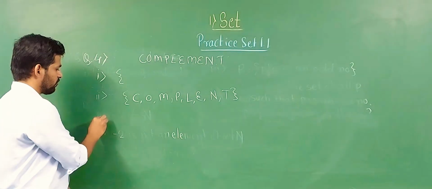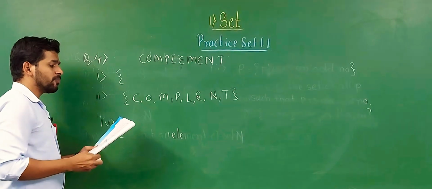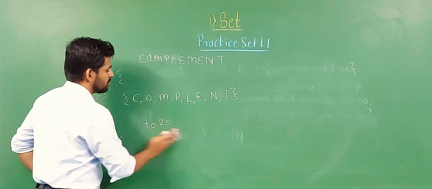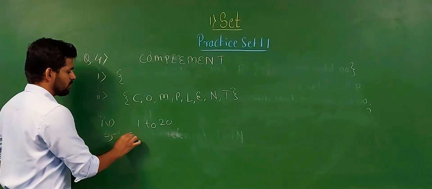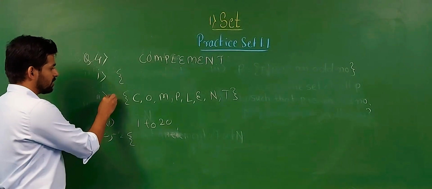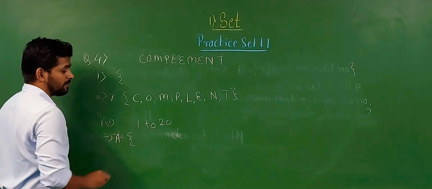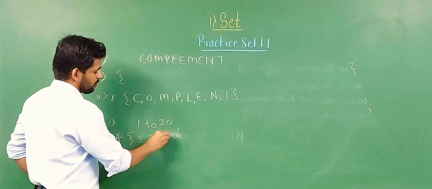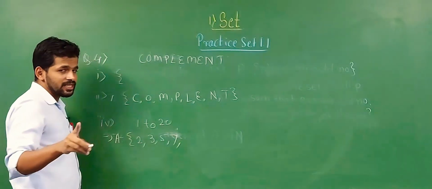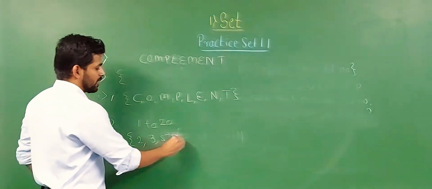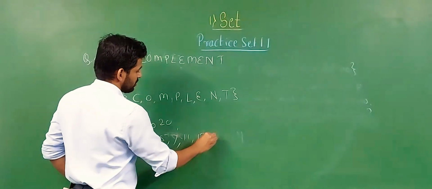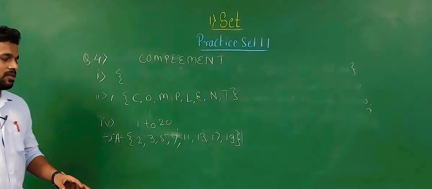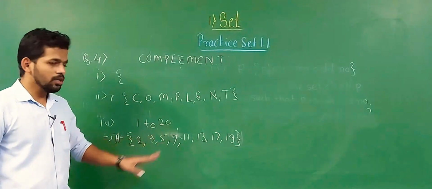Next one, question number 4, set of prime numbers from 1 to 20. From 1 to 20 we write all the prime numbers. So, suppose A is equal to, the prime numbers are 2, first number is 2, then 3, 5, 7. We do not take 9, 9 is an odd number, not a prime number. Then 11, 13, 17 and the last one 19. Okay, these are the prime numbers between 1 and 20.